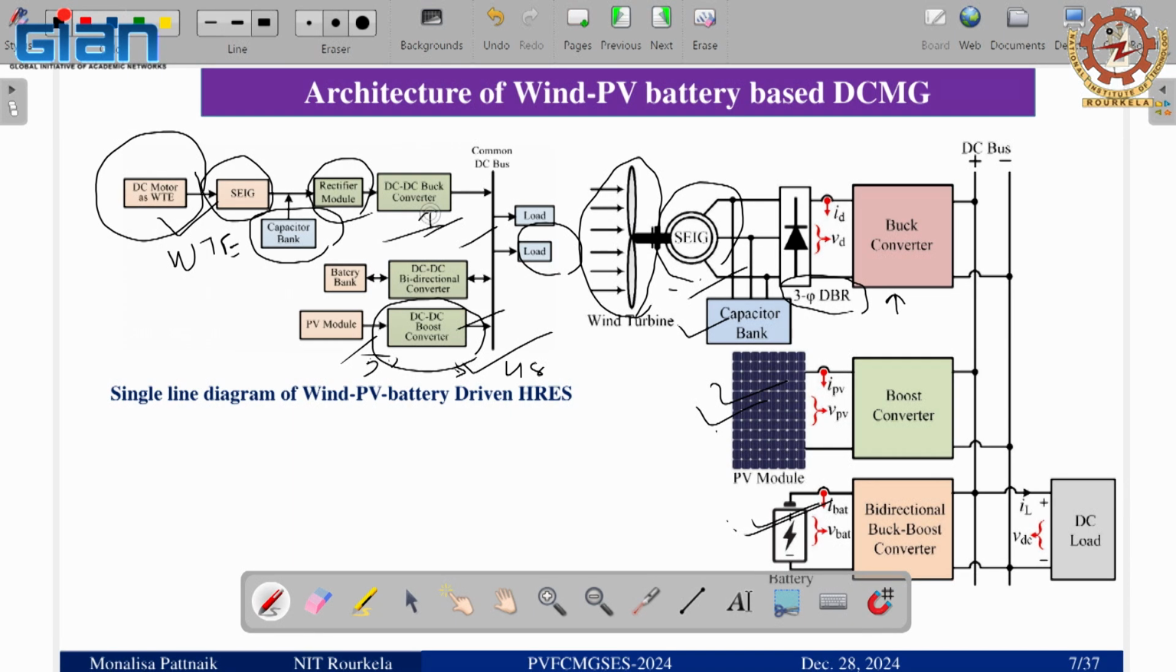We have introduced a buck converter here, which is trying to extract maximum power using different MPPT techniques. The simplest one is the perturb and observe, P and O, MPPT technique, which all of you must be aware of.